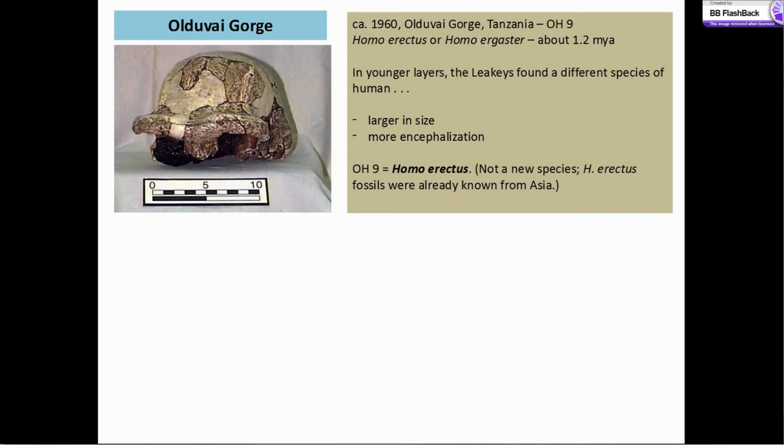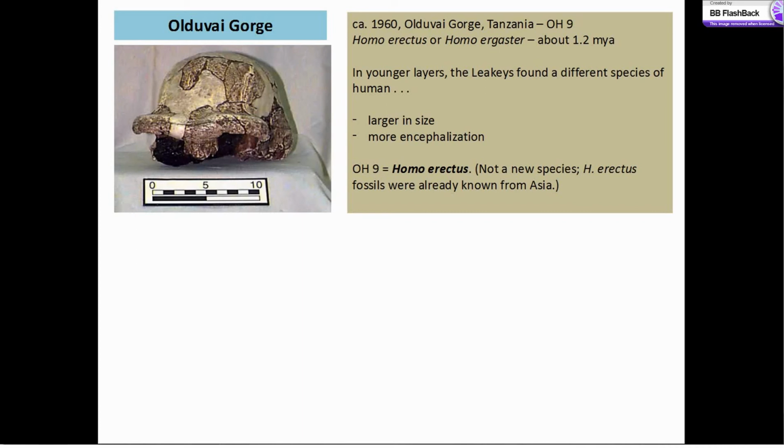Also about that same time, they uncovered a much younger fossil. This one is Olduvai hominid 9, and it's just the top of the head, what you might call a calvaria. They've identified this guy as a Homo erectus, which was not a new species at the time. It was already known from Asia, right? The first Homo erectus individuals had been found in Java. You may have heard of Java Man. We'll talk about Homo erectus shortly.